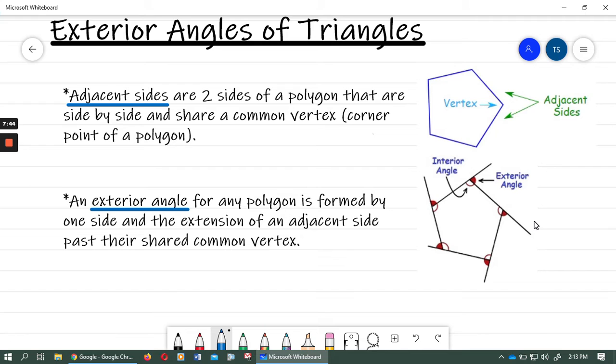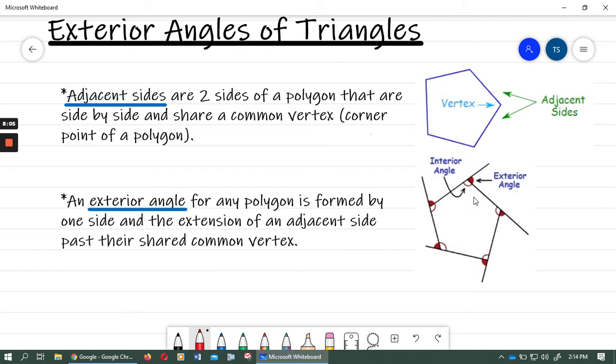So just to show you, I've got a little diagram right here where you can clearly see a pentagon. With that first little picture, you can see a pentagon and two adjacent sides, and you can see the common vertex that they have. And then I've got another picture here where you can see another pentagon, and it shows your exterior angles here.